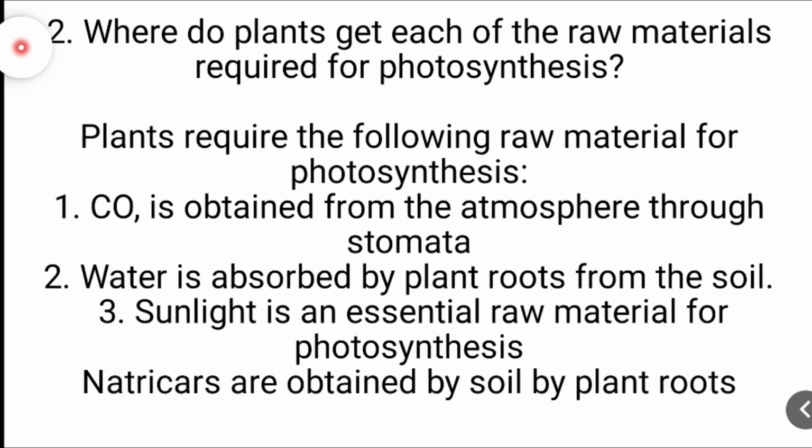Number 2 is, where do plants get each of the raw materials required for photosynthesis? Number 1 point, carbon dioxide is obtained from the atmosphere through stomata. 2, water is absorbed by plant roots from the soil. 3, sunlight is an essential raw material for photosynthesis. Nitrates are obtained from the soil by the plant's roots.